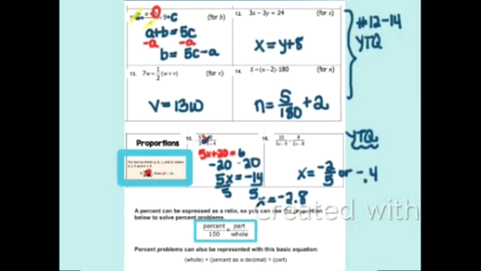Now, another way that we can do percent problems is to use this basic equation, which says the whole times the percent equals the part. Now, one way is not any more correct than the other, so you decide. We'll do some problems both ways, and you decide which works better for you. So let's go ahead and turn the page and take a look at some of those examples.